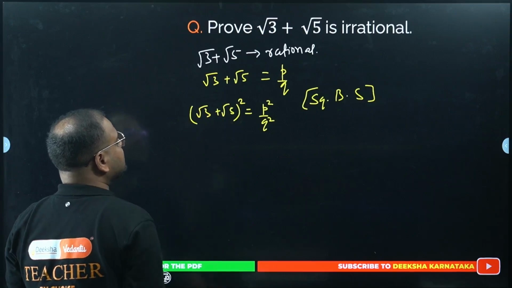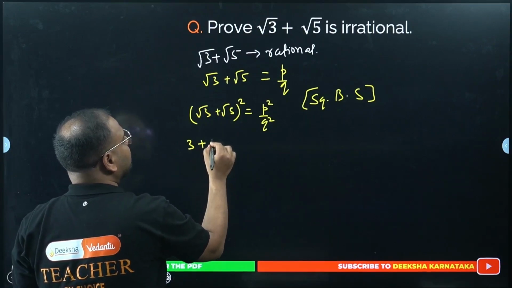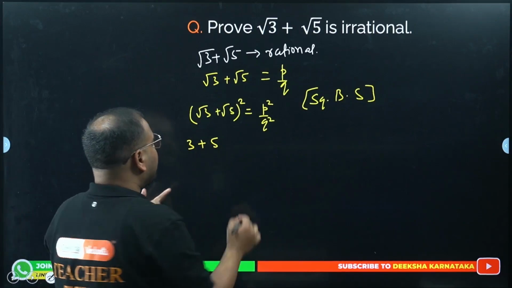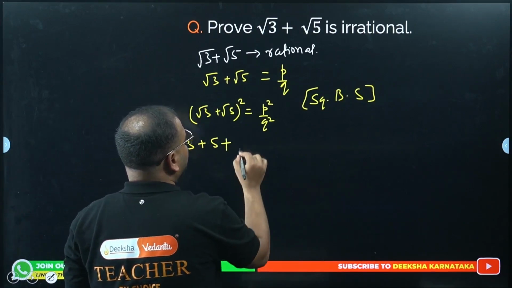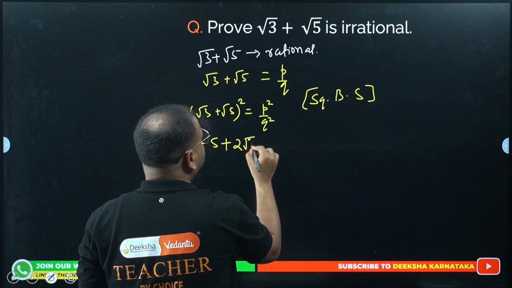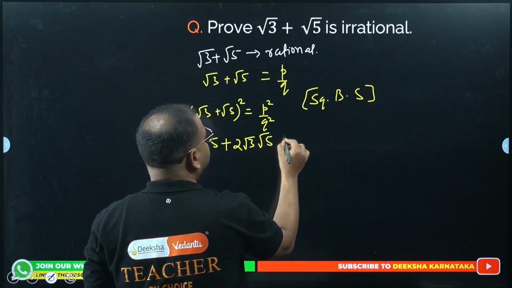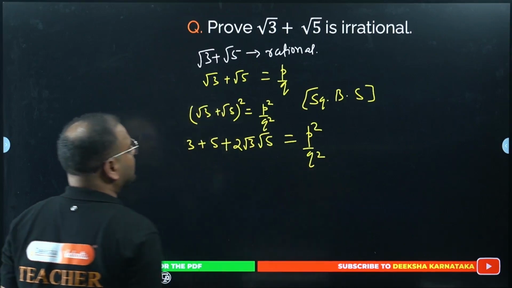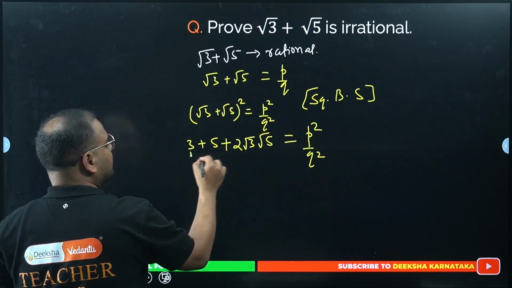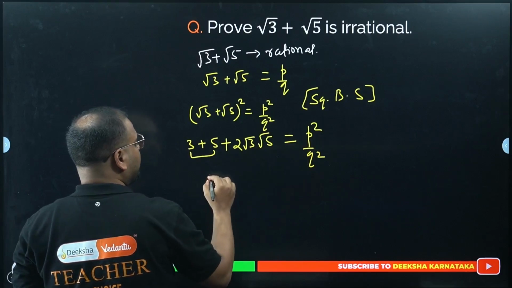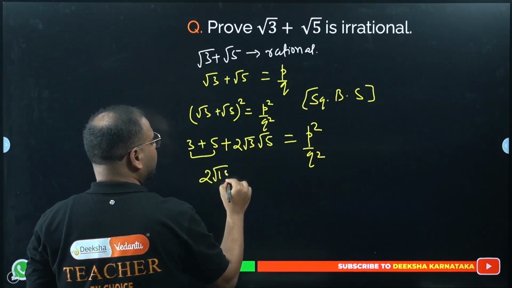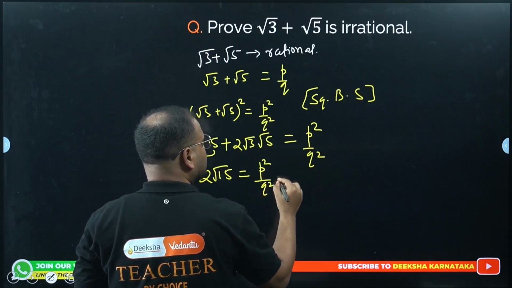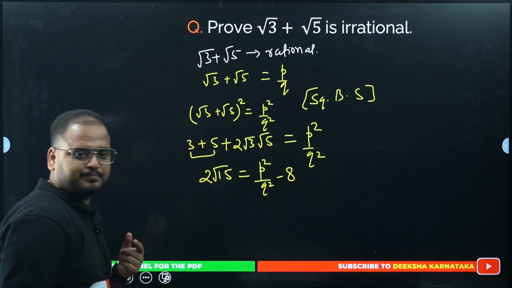Now if we expand this, what do we get? 3 plus 5. Root 3 square is 3, root 5 square is 5, and 2AB will be 2 times root 3 into root 5, equal to P square by Q square. What does this become? 8. Take this 8 to the other side. It will become 2 root 15 equals P square upon Q square minus 8.